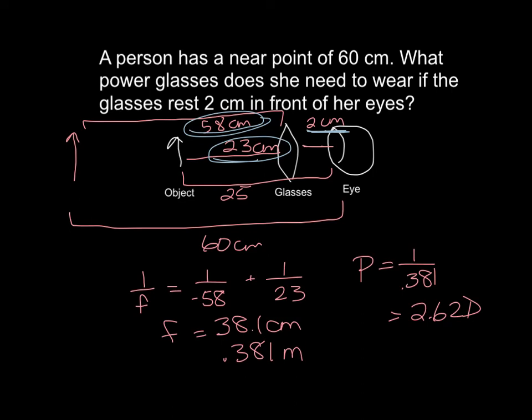And that would be the glasses that she would need to get from the Dollar Tree. But the Dollar Tree doesn't have 2.62s. It does have 2.5s. So 2.5 is close, and so she would go get 2.5s. All right.